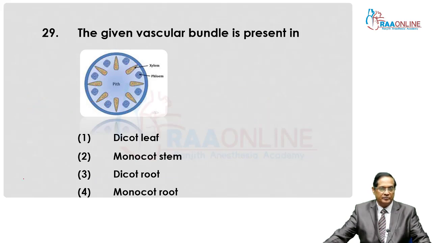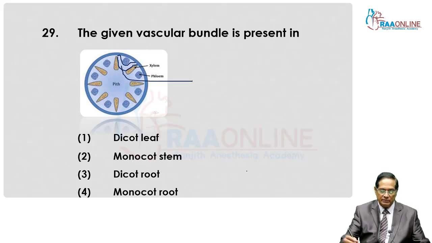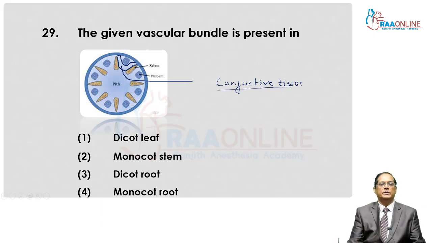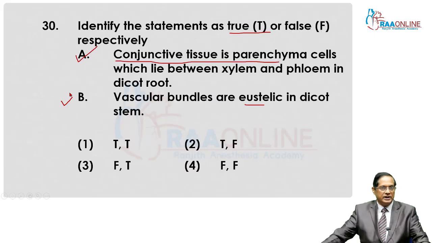Let's clear and then explain. What is conjunctive tissue? Conjunctive tissue is present in between xylem and phloem. That is in this location. This is the location of conjunctive tissue, and it is parenchymatous. Conjunctive tissue is made up of parenchyma. So the next question, that is the 30th question, is about the conjunctive tissue.